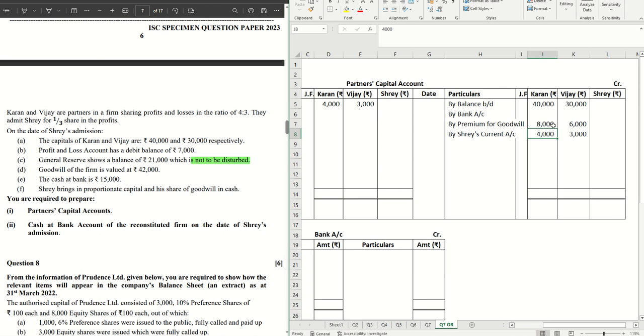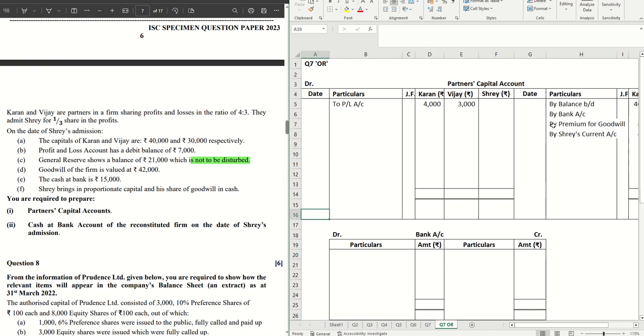Coming to the next one, point number E, the cash at bank is 15,000. We are required to prepare the bank account, and that goes here on the debit side as to balance b/d 15,000. And the last one says Shrey brings in proportionate capital and his share of goodwill in cash. Okay, for that we need to do the calculation.